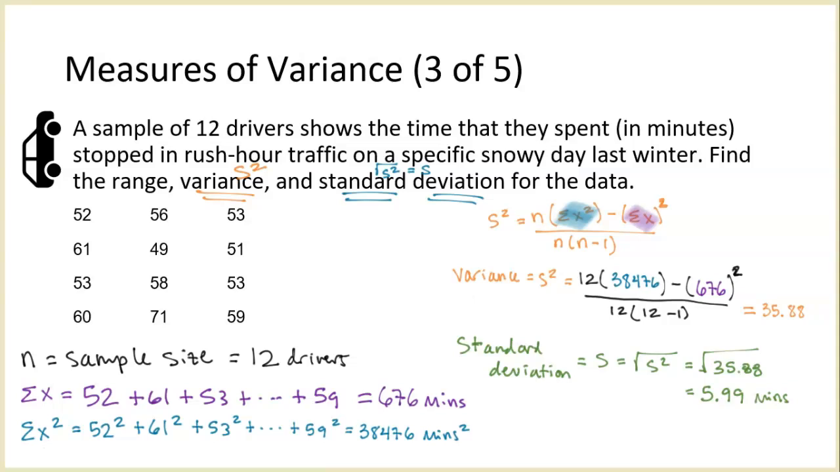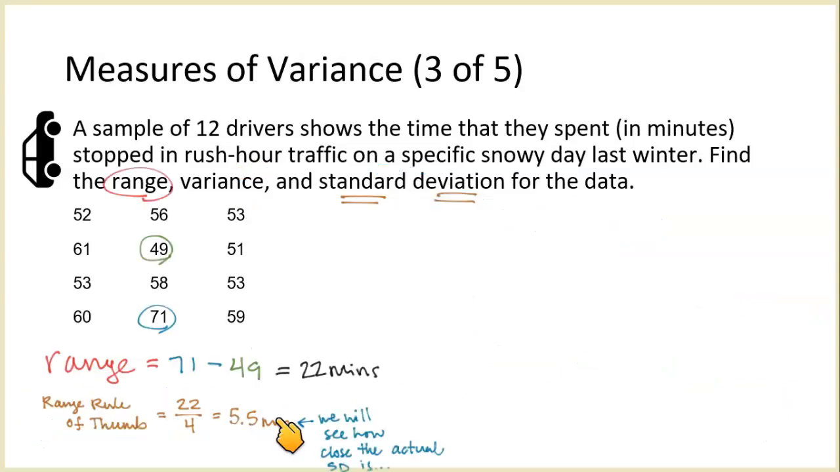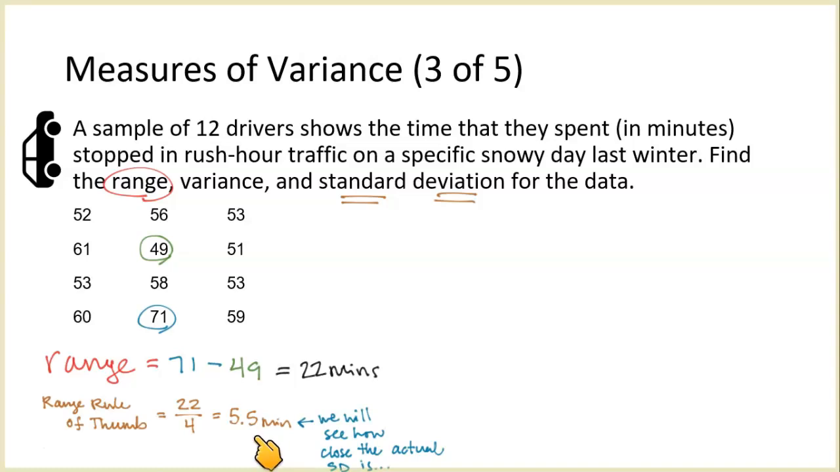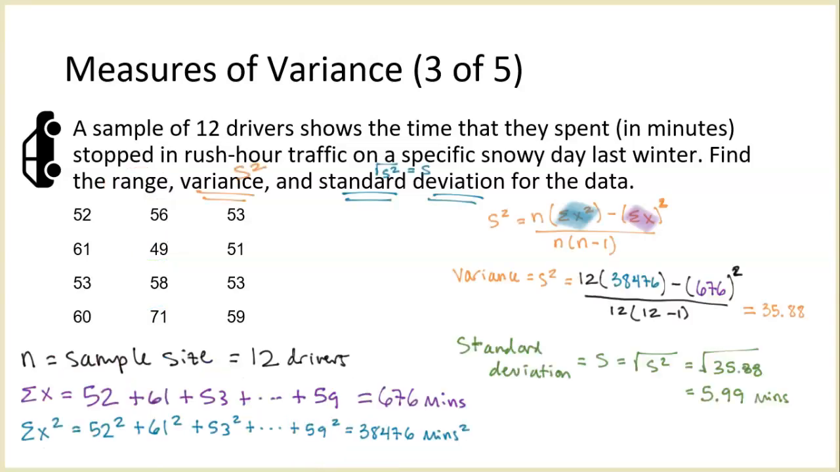And so if we compare it to the range rule of thumb that we got earlier, which was 5.5 minutes, although they're not the same, they are pretty close. So this tells us that we can use this as an estimate of the standard deviation to get an idea of the number we should get before we even calculate it.